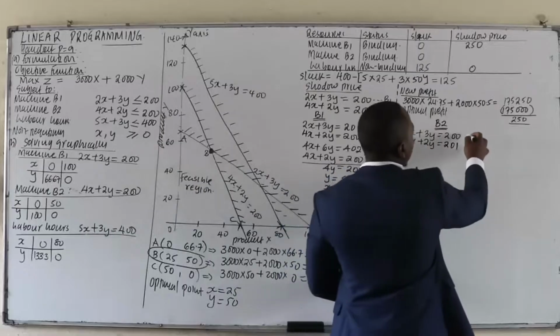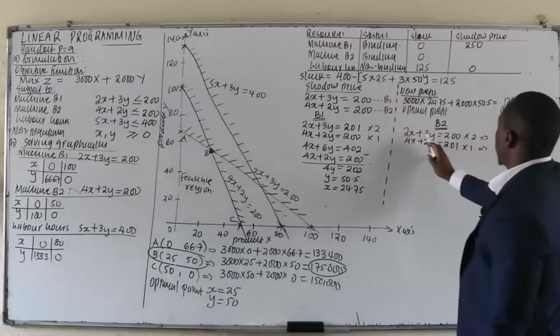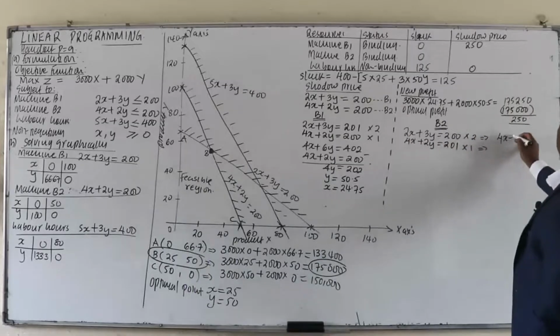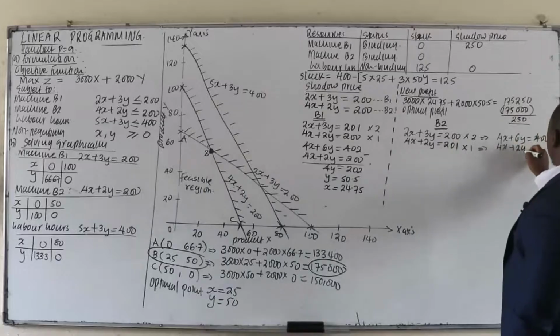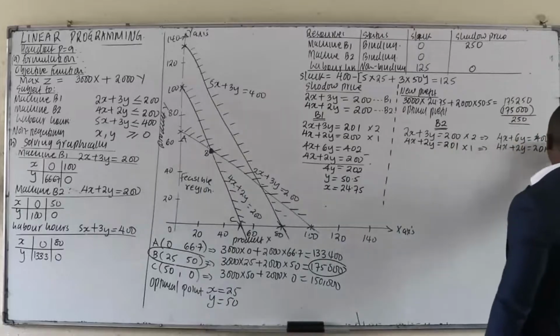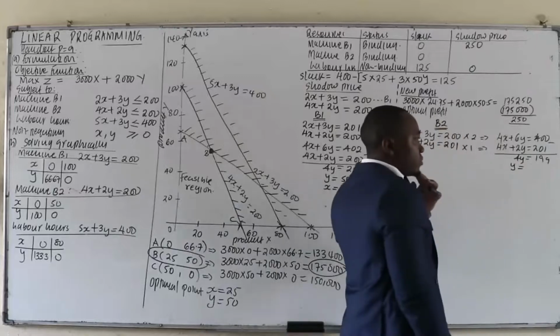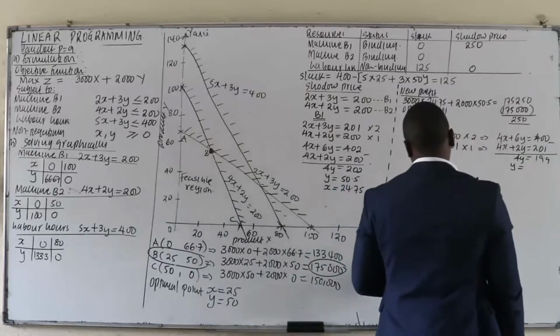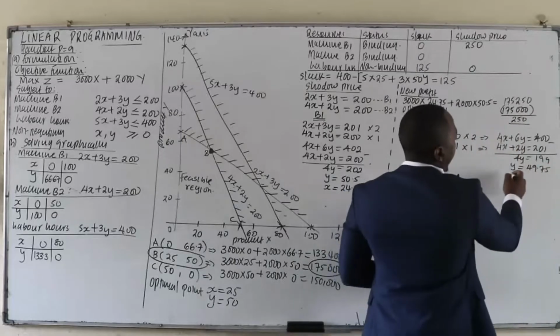Then you solve simultaneously. You multiply by 2, you multiply by 1. So this one will be 2 times 2, you get 4x plus 6y is equals to 400. This one will be 4x plus 2y is equals to 201. So simultaneously minus, this one will be 199 is equals to 4y. Give me y. 49.75.